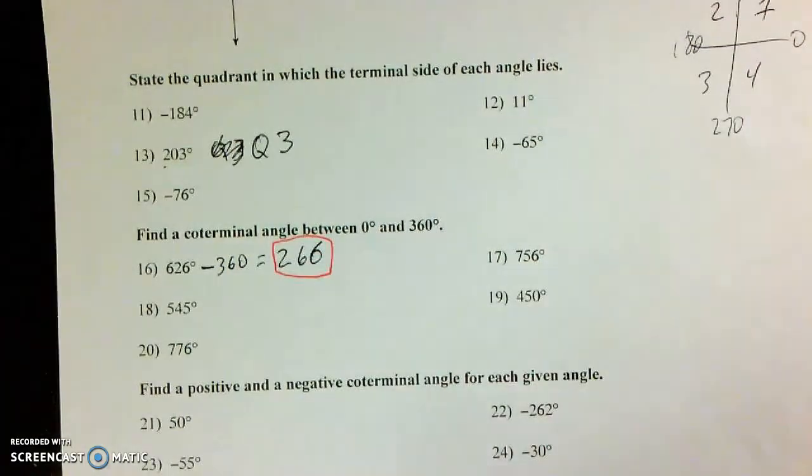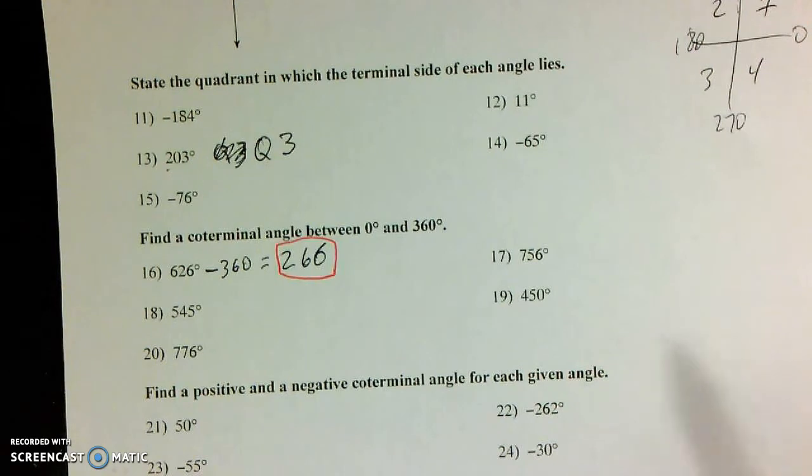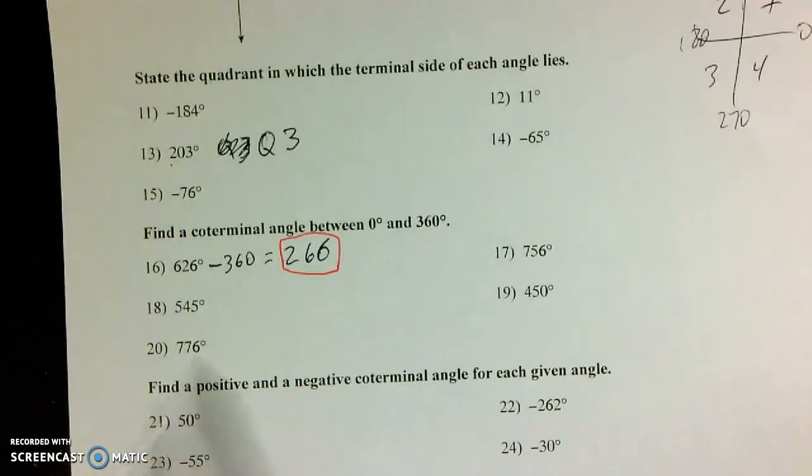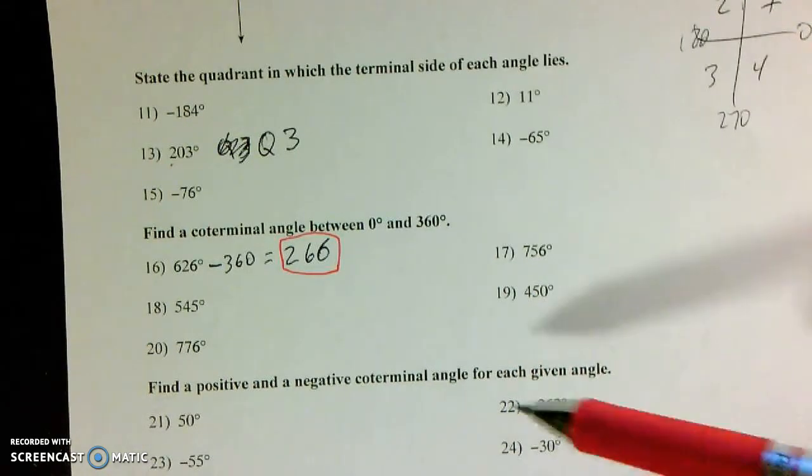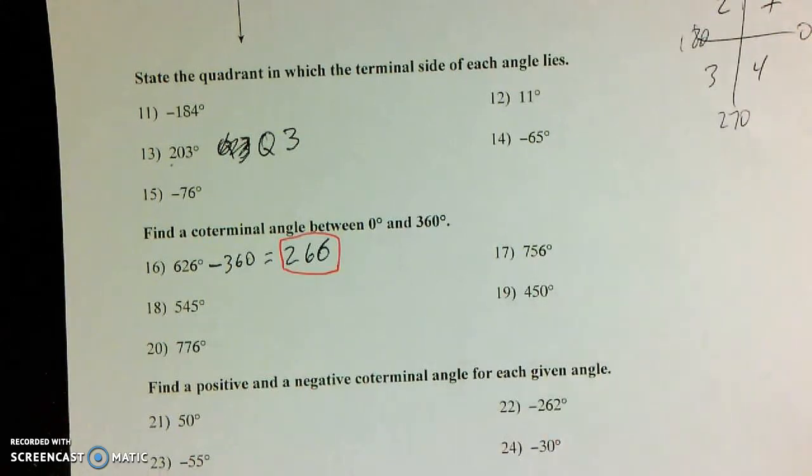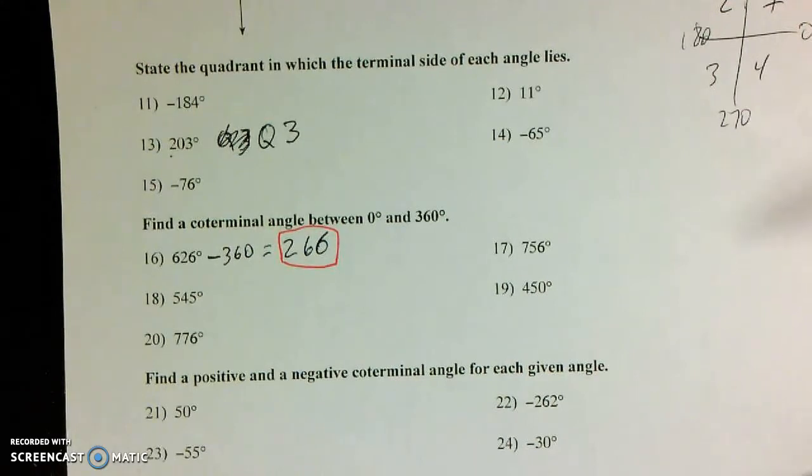That's kind of what you're doing for all of these. Looks like all of these are too big, so you're going to subtract 360 to make it fit. You might have to do it more than once for some of these really big ones. Finding a positive and negative coterminal angle for each given angle. That will be a little different.